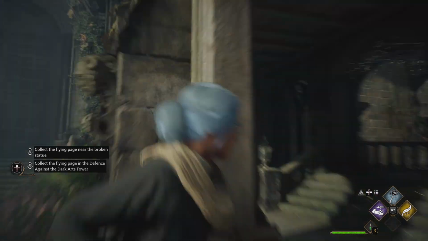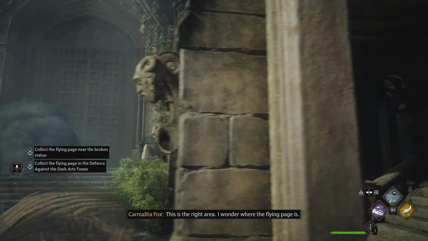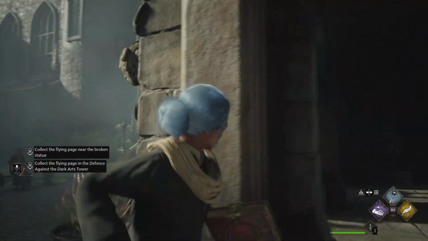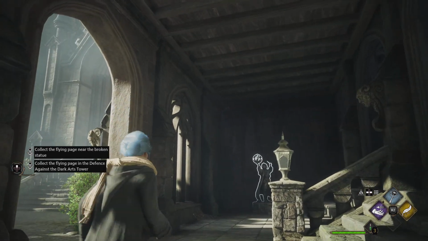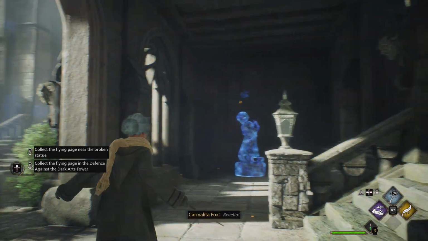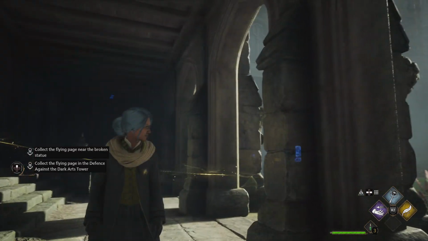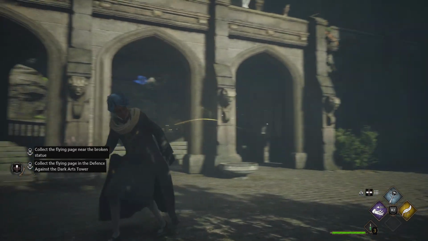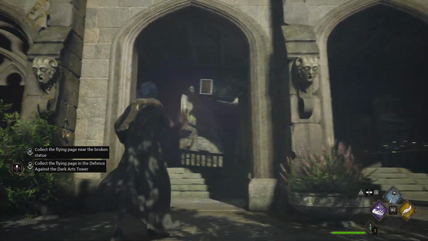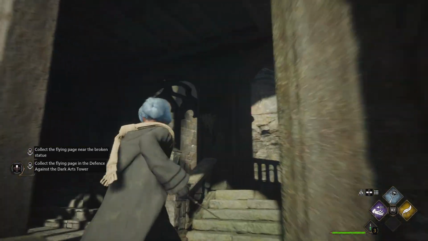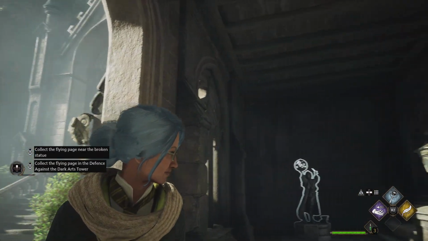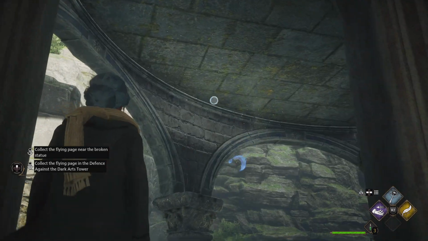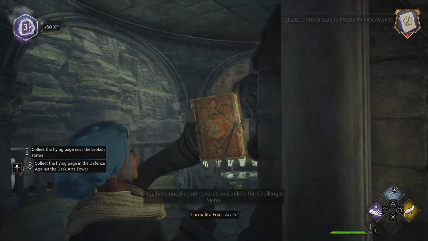Oh man, this is the collectible area. I wonder where the flying page is. I literally just saw it. It turned. What? Revelio. There it is. Oh, there it is. Revelio. Okay. Oh, it's right here. Oh, I have to use the pulling one, don't I? I am such a goober.